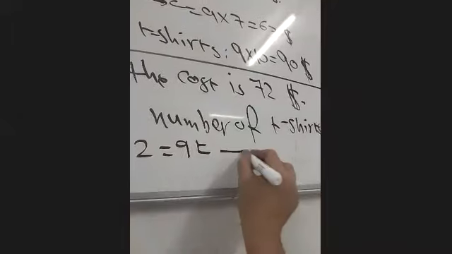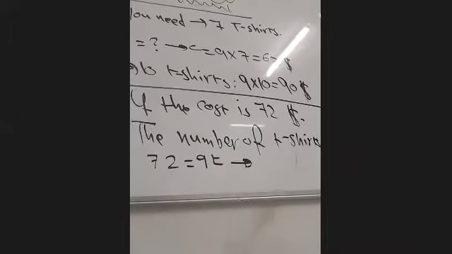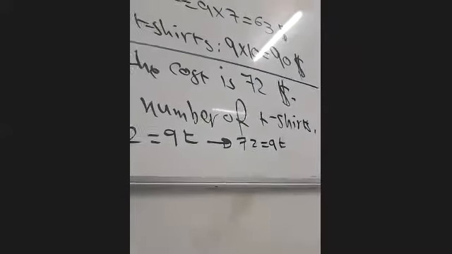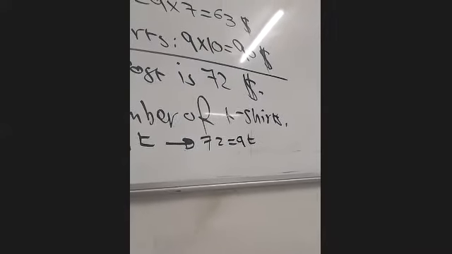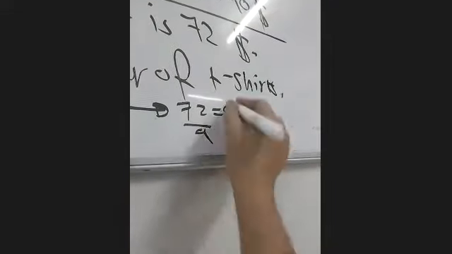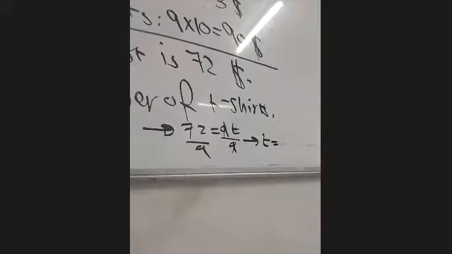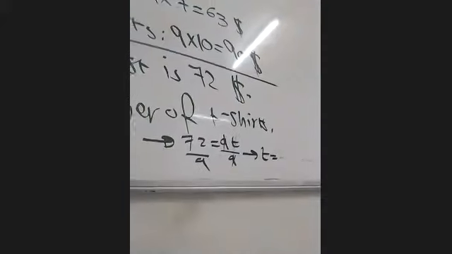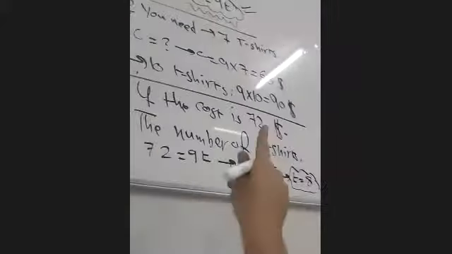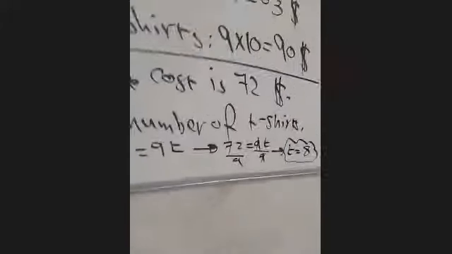How do we solve the multiplication equation? We write it another time, and we divide by 9 from both sides. Exactly, we divide by 9 in both sides. So T will be 72 divided by 9, how much? 8. So how many t-shirts do we have if the cost is 72? 8 t-shirts.